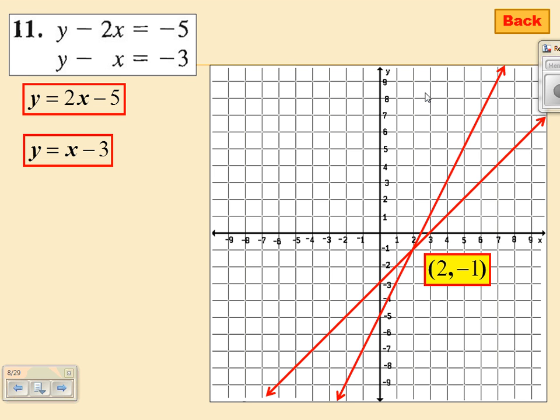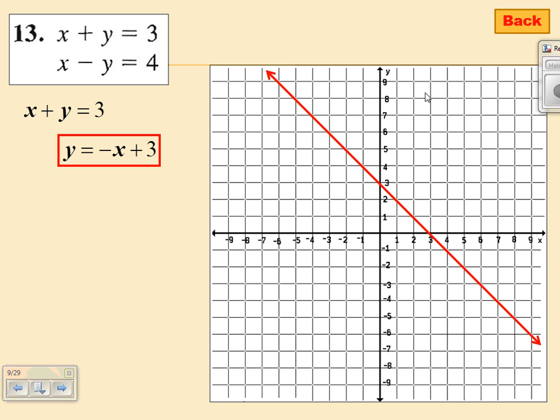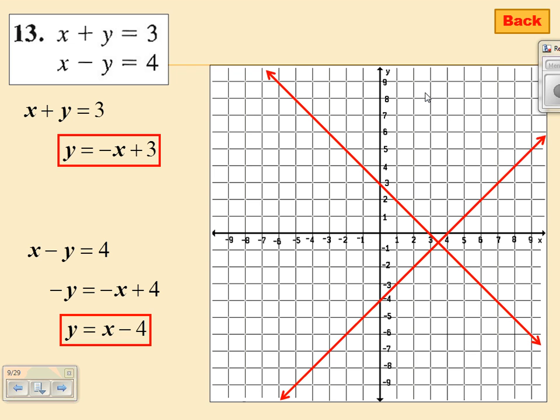For number 13, very similar to what I've done in the past, I want to get both equations into slope-intercept form. So for x plus y equals 3, I subtract x from both sides, and that's my equation that I'm going to graph. For x minus y equals 4, I'm going to subtract x from both sides, divide both sides by -1, and that's my equation of this line, y equals x minus 4, which then gives me this line.